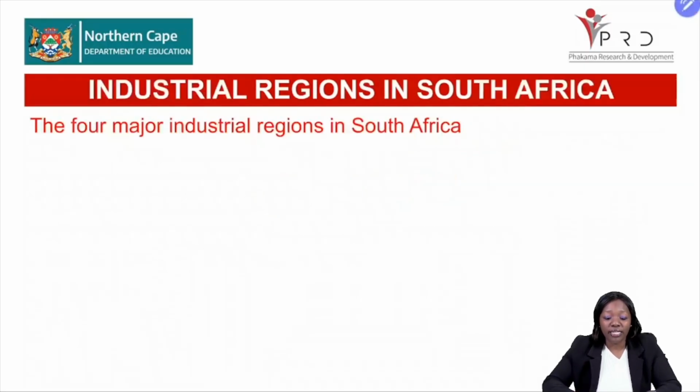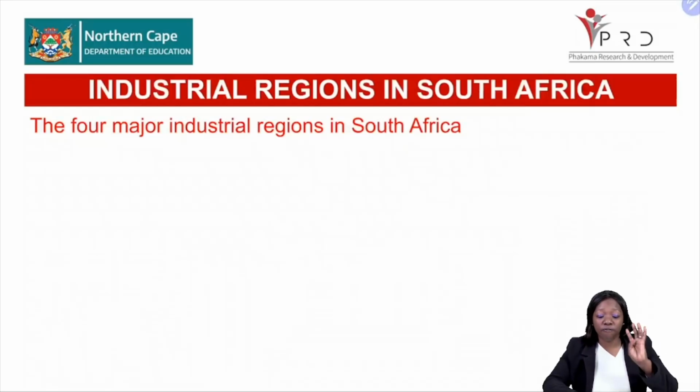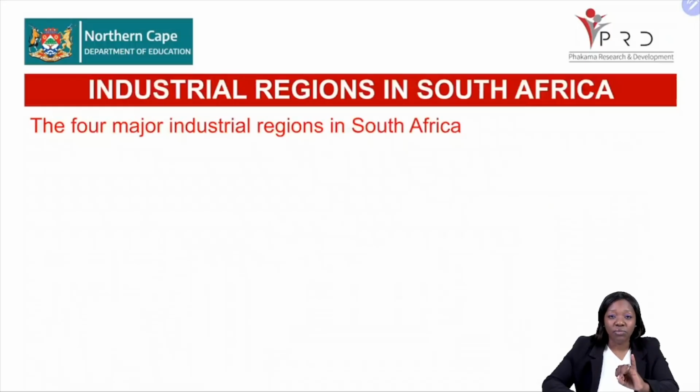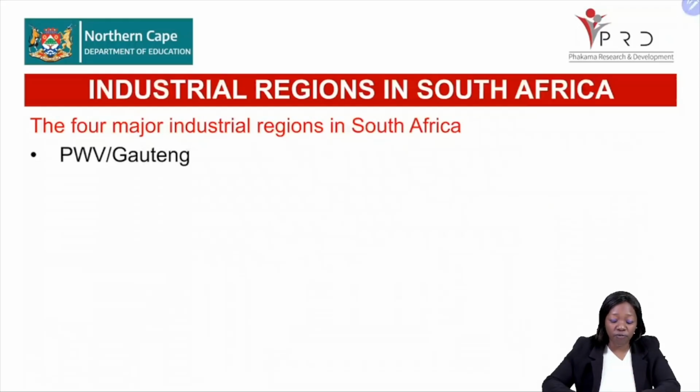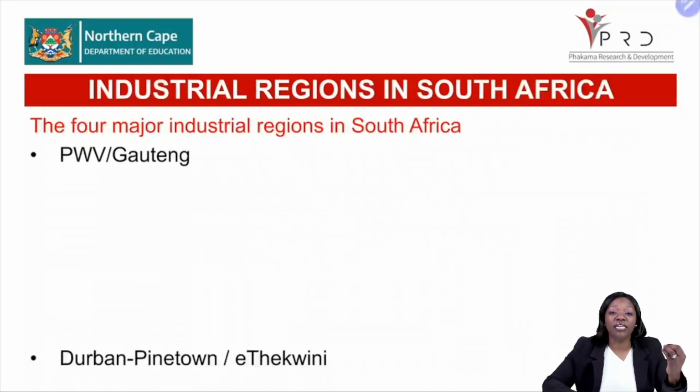Then we're looking at our industrial regions in South Africa. I said we have 4 major industrial regions in South Africa. Amongst those 4, you need to know their names and where they are located. Then you need to know thoroughly the 2 that will be examined this year. So our first one, we have PWV or Gauteng. Remember, PWV is an abbreviation, so you need to know what PWV stands for and where it is located. It is located in Gauteng.